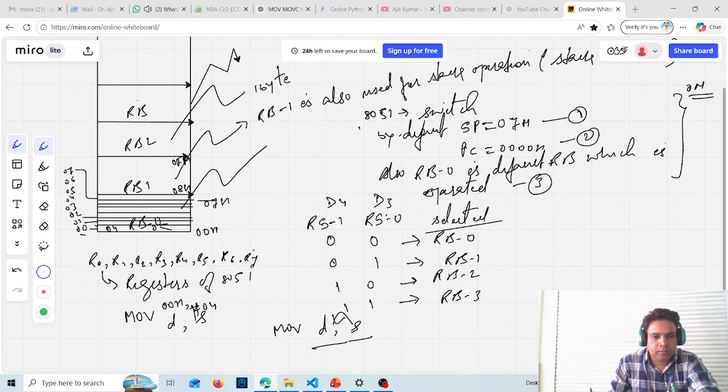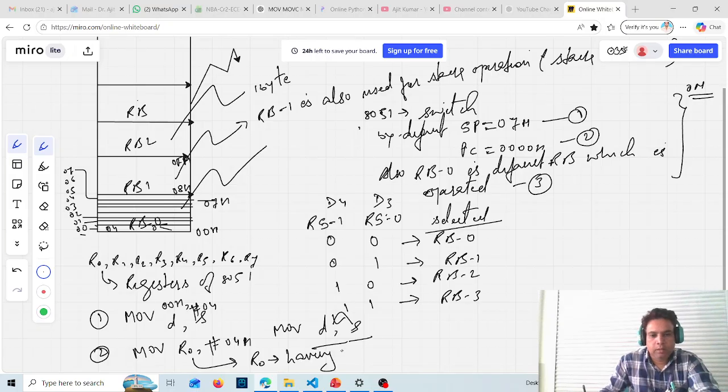Now this is one way of doing it. The same thing I can write like this also: MOV R0, #04H. Why? Because this R0 has the address 00H.